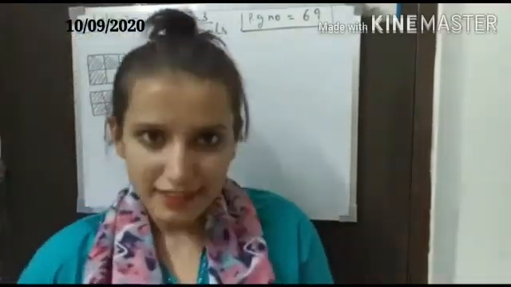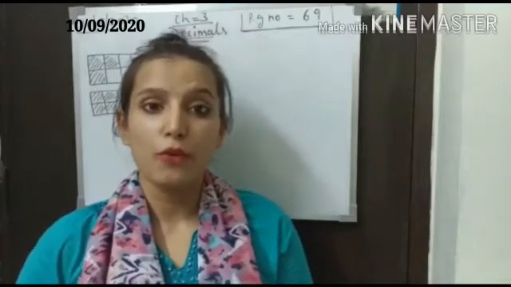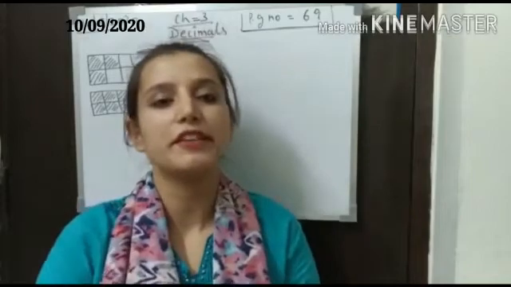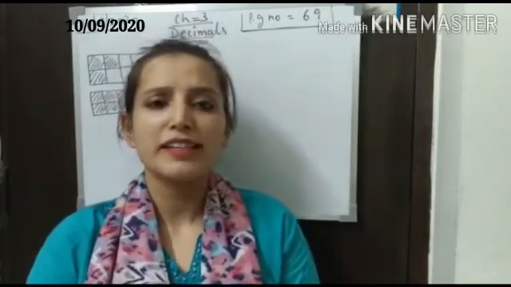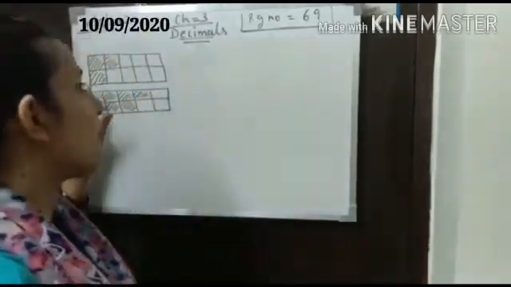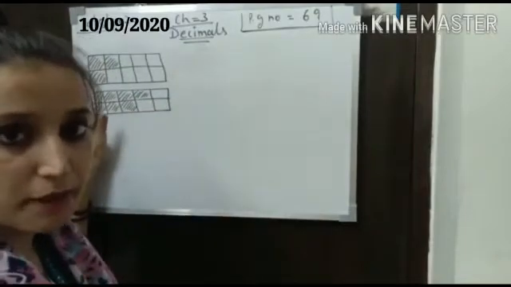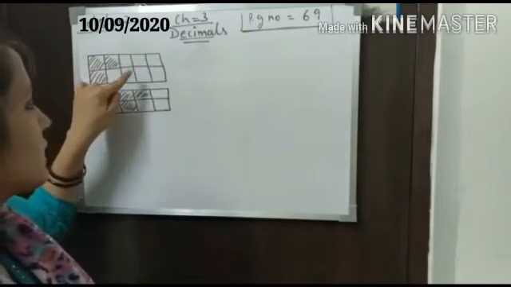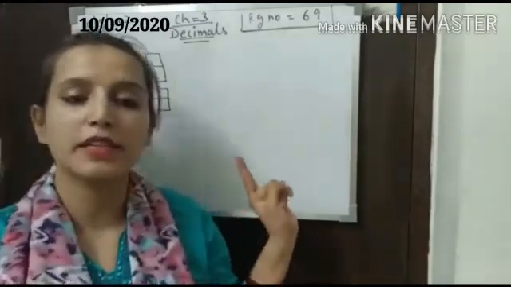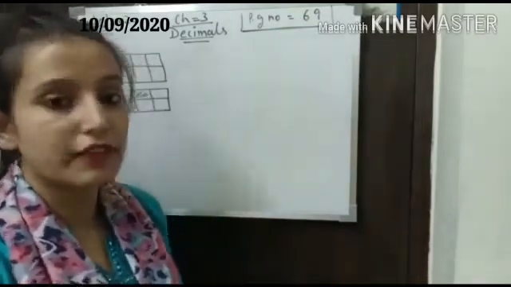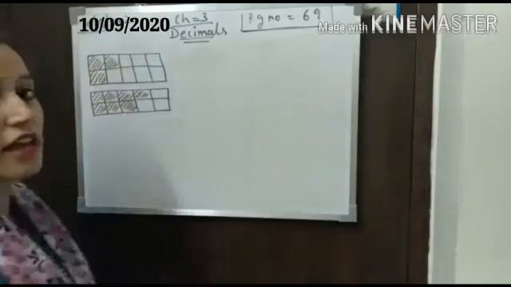So, my dear students, as you know, we have already read about fractions in our previous chapter. So, let's have a look at some interesting fractions. For that I am taking a box having 10 equal parts. You can count 1, 2, 3, 4, 5, 6, 7, 8, 9, 10. So I am taking one box having 10 equal parts, out of which 3 parts are shaded.